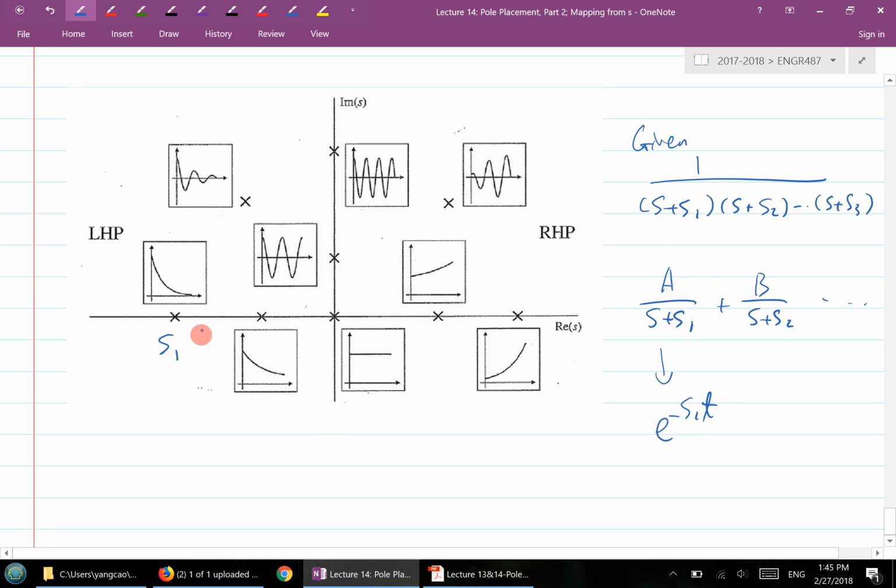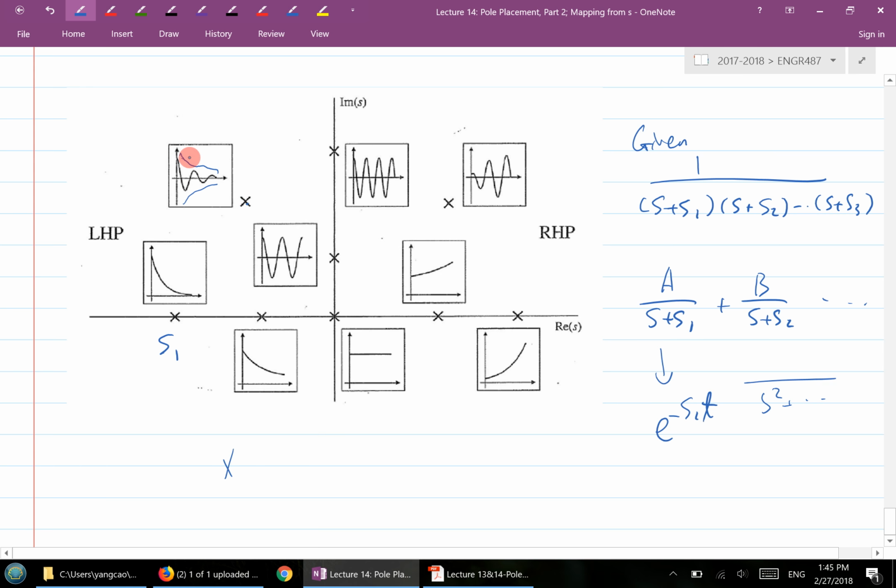So if this is s1 over here, this is basically an exponential decay. That's the response. If s1 or s2 is somewhere over here, that basically means it's a complex root, and typically there will be another one, the pair, over here. Of course, I shouldn't write it as simply as this, because if it's complex, it's going to be a second order. Then the response will be oscillations, but it has an envelope of exponential decay.